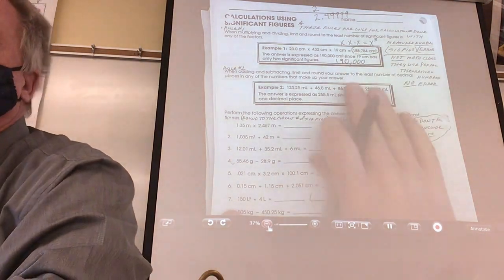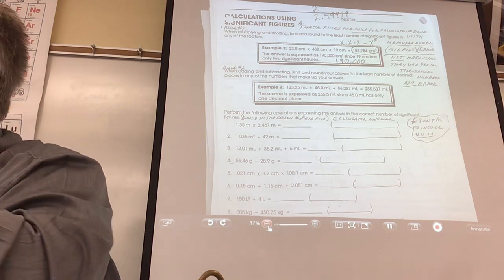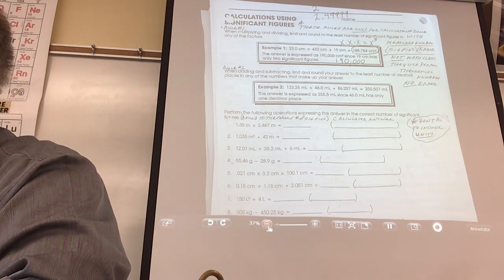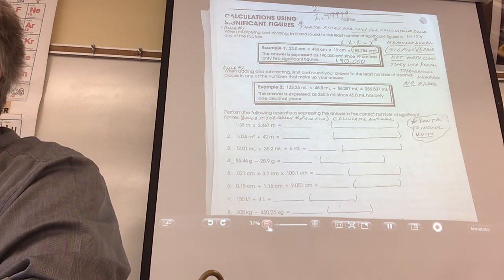Now, how many sig figs does that have right there? I did not put a decimal. And I did. I rounded to 2 sig figs, and I have the right number, don't I? 190,000. All right. Yes or no?